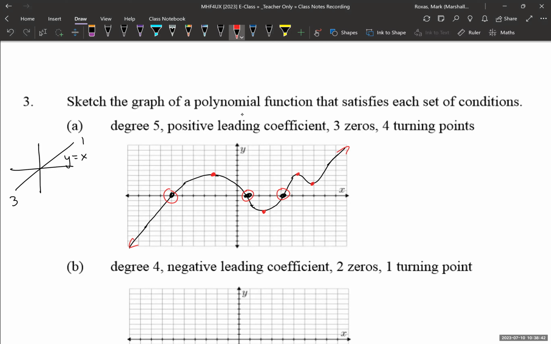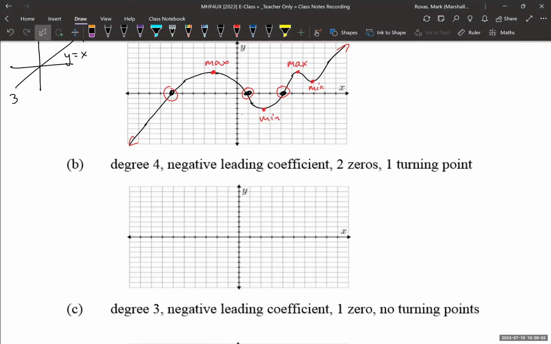Okay, it doesn't have to look like that precisely. It could be any combination of 3 zeros and 4 turning points. And how do you know it's a turning point? Again, these are max points, local max, local mins. All right.